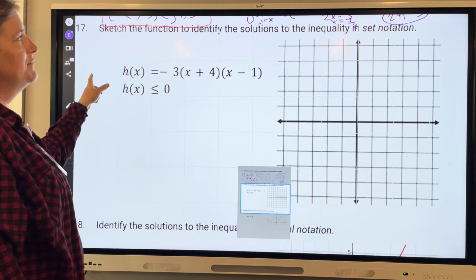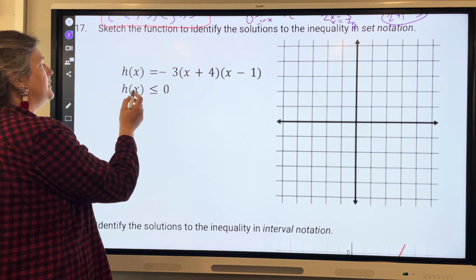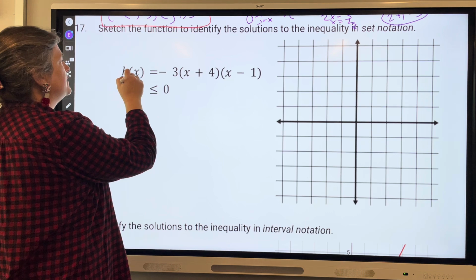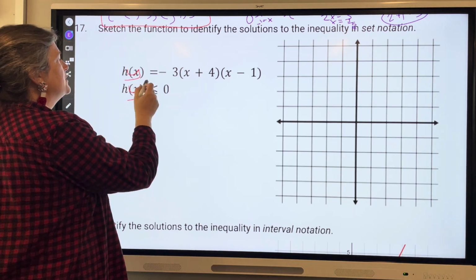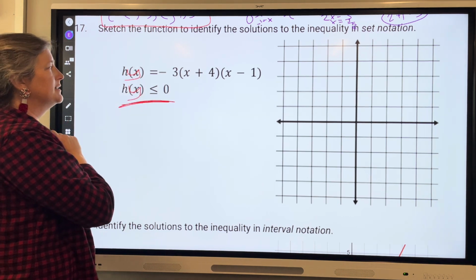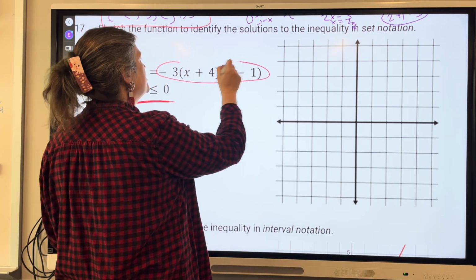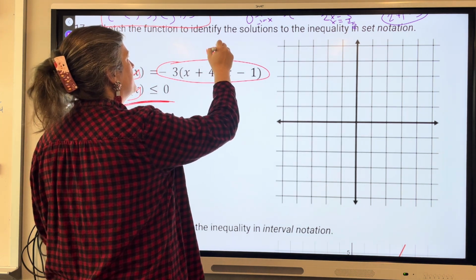Sketch the function to identify the solutions to the inequality in set notation. So this inequality, remember h of x is basically just y, right? So the inequality part comes from wanting y to be less than 0. So I want the outputs of this function to be negative.